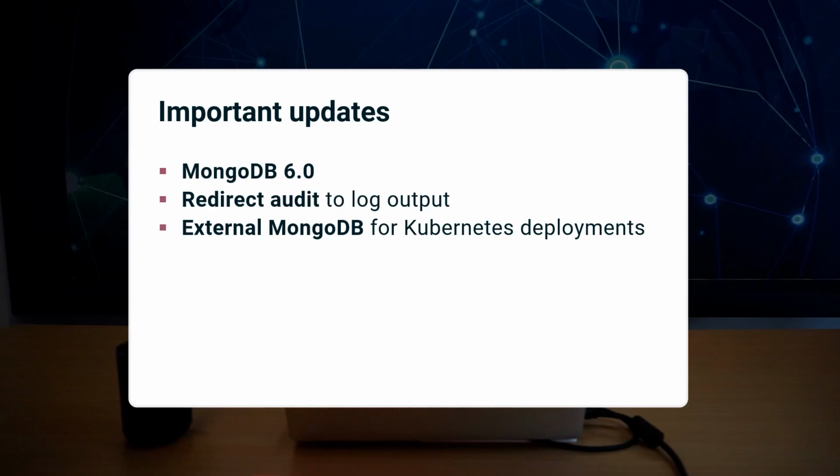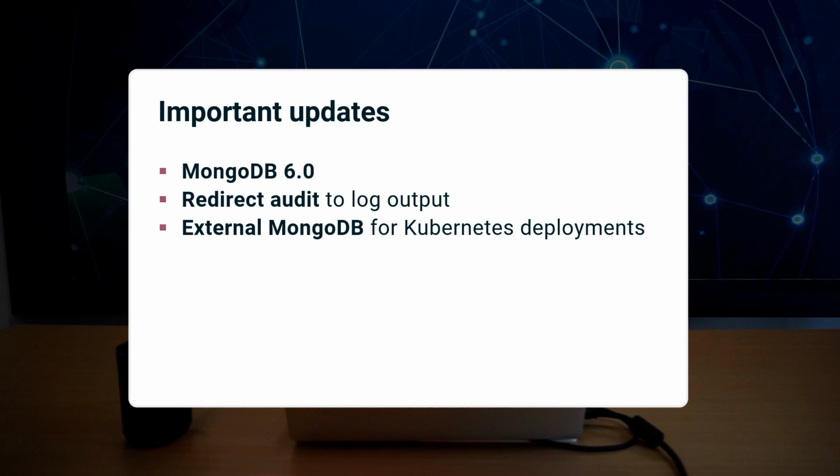First, let's review the most important updates in this release. The configuration files for all types of Flow Manager deployments have been updated, and now Flow Manager will be deployed using MongoDB version 6.0. The upgrade procedure from MongoDB 5.0 to 6.0 was provided for all Flow Manager deployments types except Kubernetes.